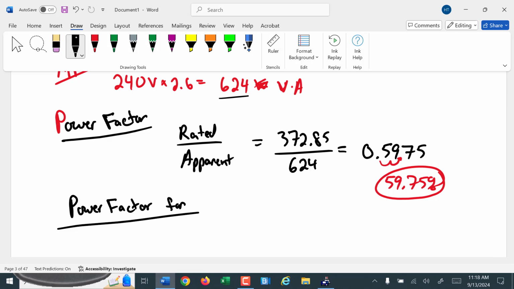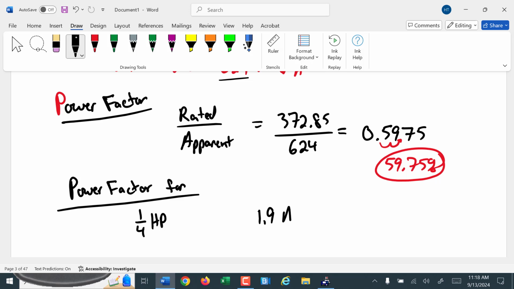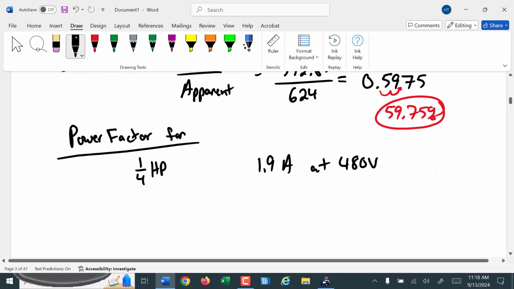In your notes, I want you to try to find the power factor for a 1/4 horsepower motor that is rated at 1.9 amps at 480 volts. I'll give you a minute, then we'll go through that.